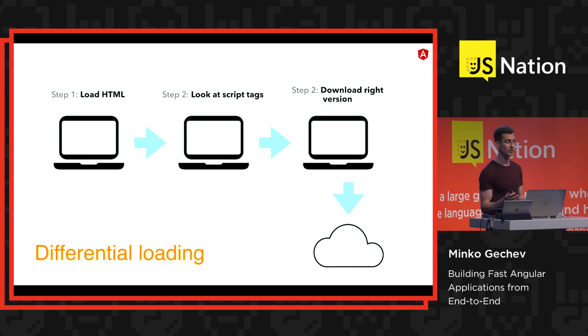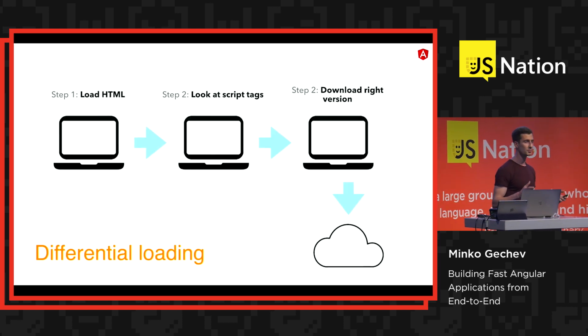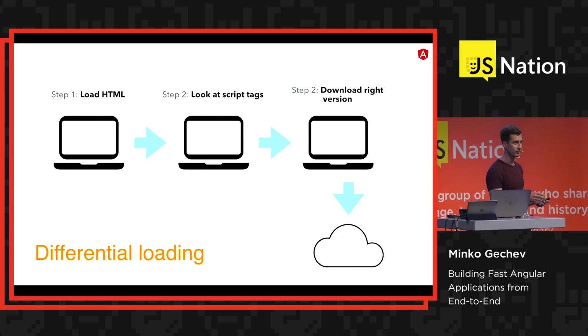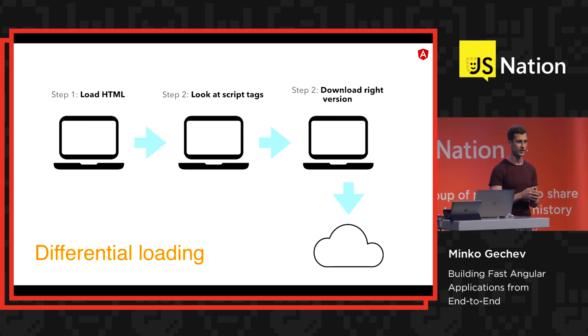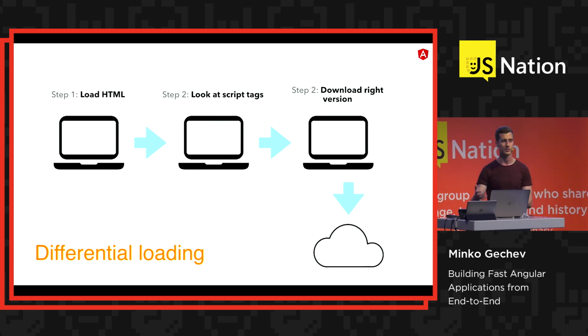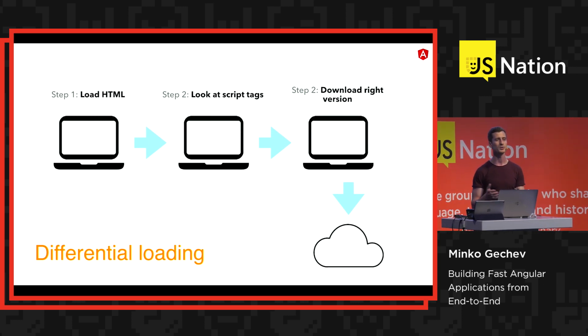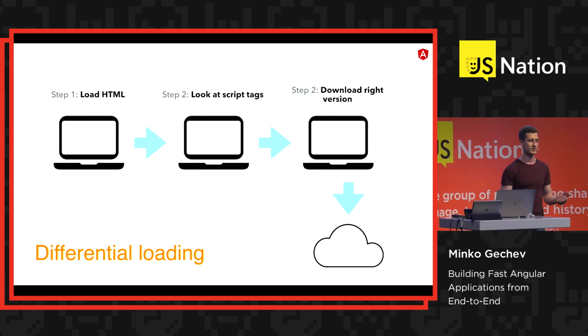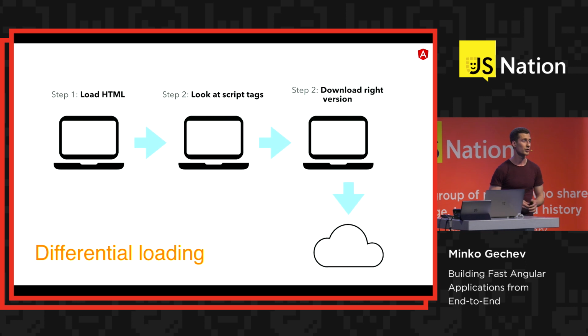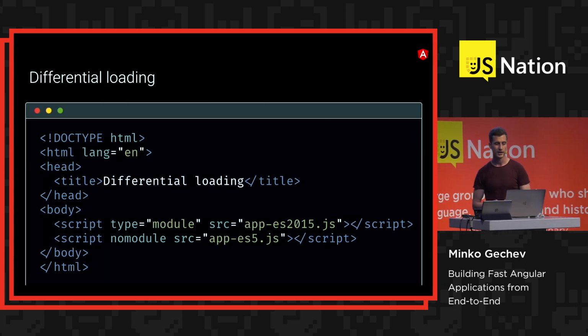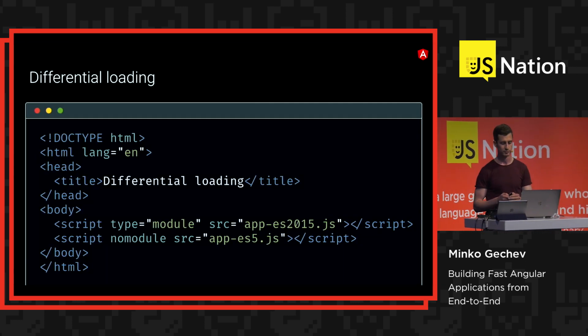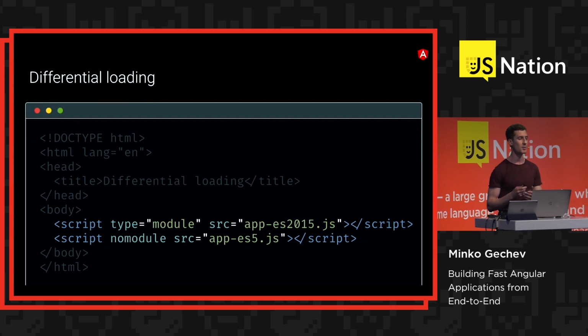So just a reminder of how differential loading works. We ship an index.html file to the browser with two script references. Depending on the feature set of the browser, it downloads either the legacy one, the ES5 one, or the ES 2015 bundle. From there, it just runs the application, and we get the user interface. That's the index.html file that we ship. Just two script tags, one with type module.